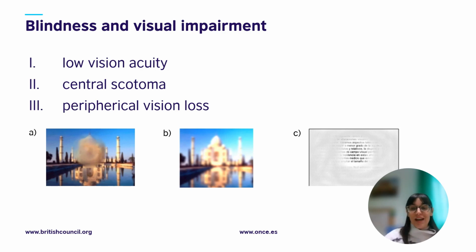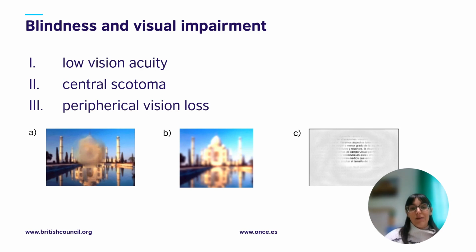But first, I would like you to play a brief game in which I want you to think which visual disability is connected to each image. You've got three impairments there. The first one is low vision acuity, the second one is central scotoma, and the third one is peripheral vision loss.